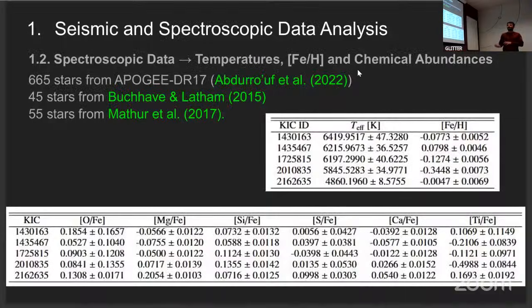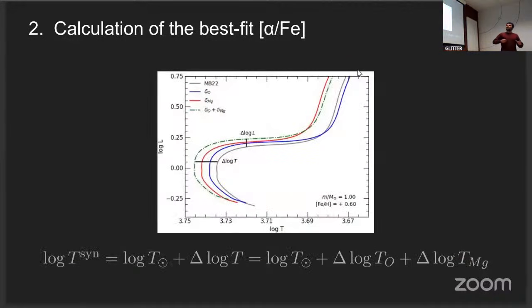So with the catalog completed, we complemented it with spectroscopic data, using effective temperatures and metallicities from 3 different sources. And we also added the chemical composition of the alpha elements, which are oxygen, magnesium, silicon, sulfur, calcium, and titanium. Then we computed the best fit alpha enhancement ratio. Let me explain a bit about this. Basically, the alpha enhancement ratio takes the overall enhancement or depletion, taking into account all the alpha elements. But we don't trust that spectroscopic alpha enhancement ratio.